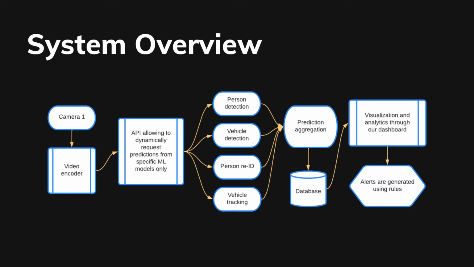Starting with the system diagram, here we can see that given a video input, the video is encoded and then passed on through machine learning models depending on the user configuration. Once the models produce their predictions, those will be aggregated and then stored into a database. The database is then called upon by our dashboard, which will use all of that data produced by the models to provide visualizations and thorough analytics to be used as insights by our users. If there are any conditions or rules set for the data, alerts will be generated accordingly.